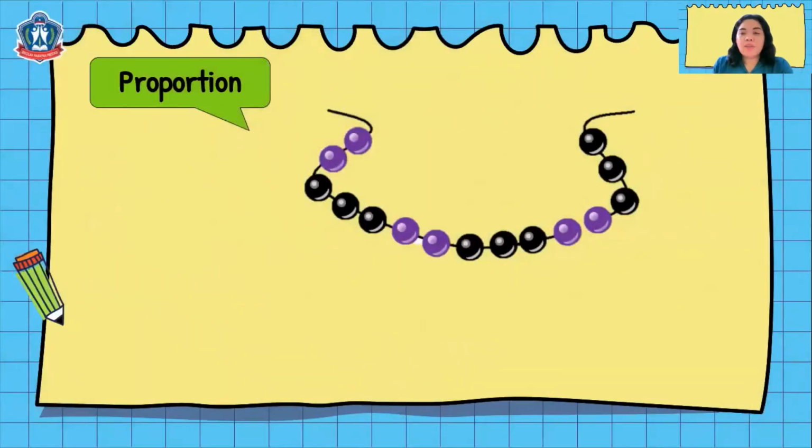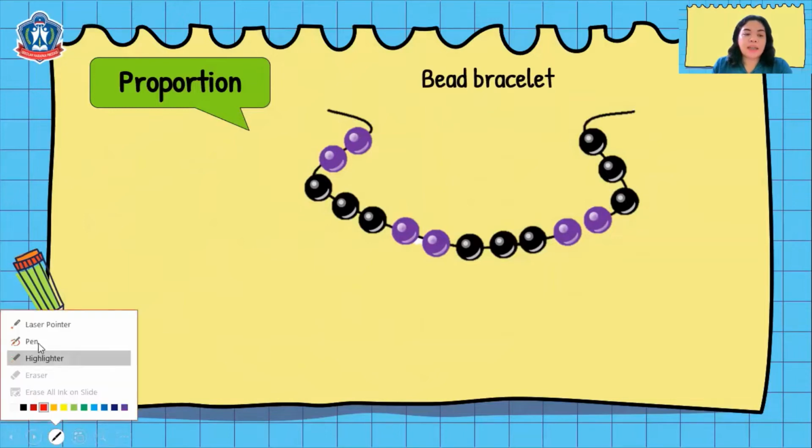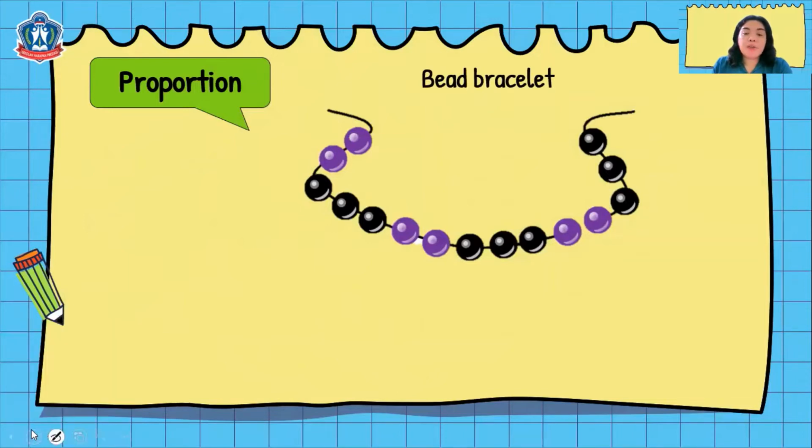Okay, P5, let's review first about proportion. I have here a picture of a bead bracelet. How many beads are there in this picture? We have 15 beads. It consists of purple and black beads. Now look at the pattern of the purple and the black beads. Take a look. We have two purple beads, and we have three black beads.